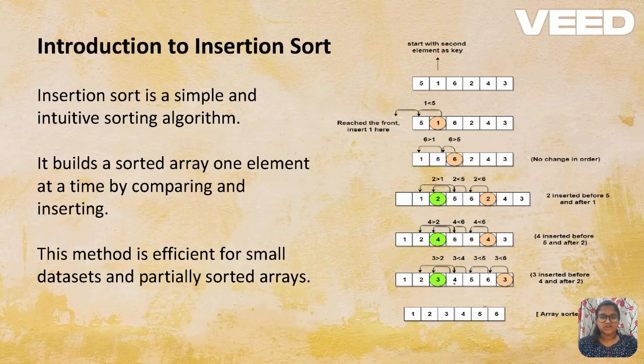Insertion sort is a simple and intuitive sorting algorithm. It builds a sorted array one element at a time by comparing and inserting. This method is efficient for small datasets and partially sorted arrays.